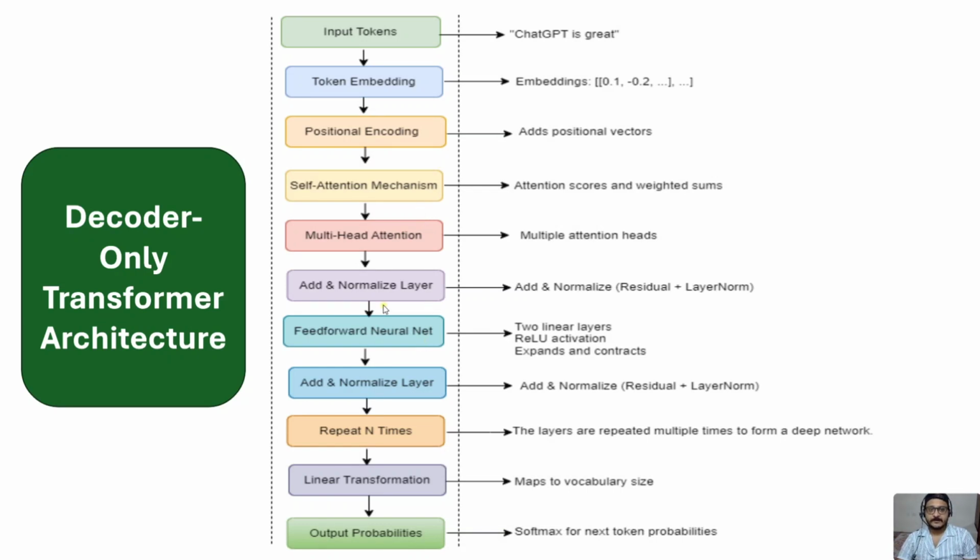Next we have the add and normalize layer and the feed-forward neural network layer. Again, we see an add and normalize layer. These are a few layers which are repeated after each layer, and this mechanism repeats n times until we get the proper output, what we want in real time. Then we have a linear transformation and output probabilities. Finally, we get the output after going through each and every layer. So let's understand each layer in more detail.